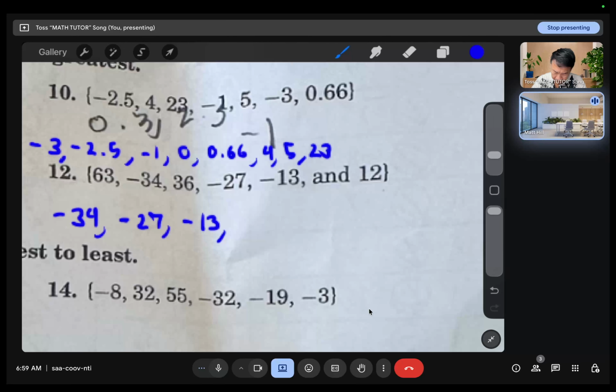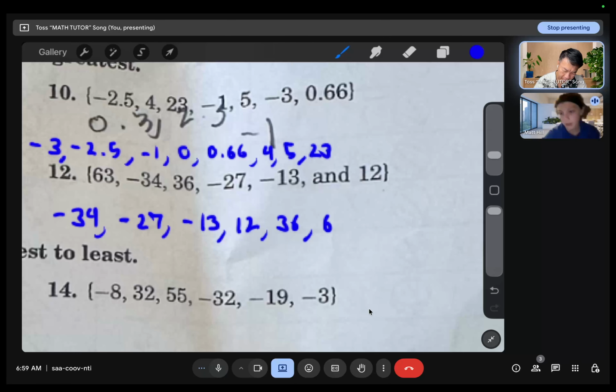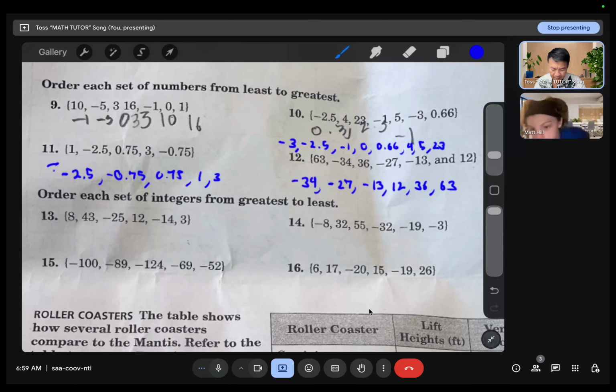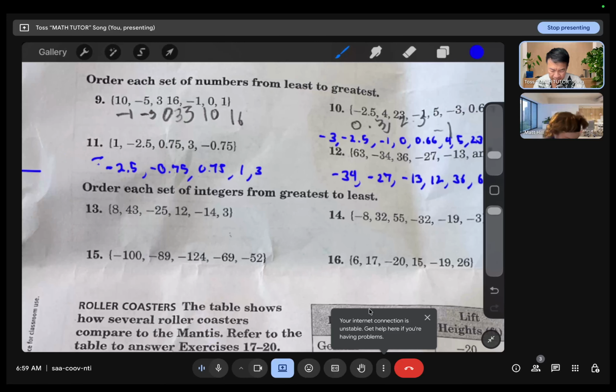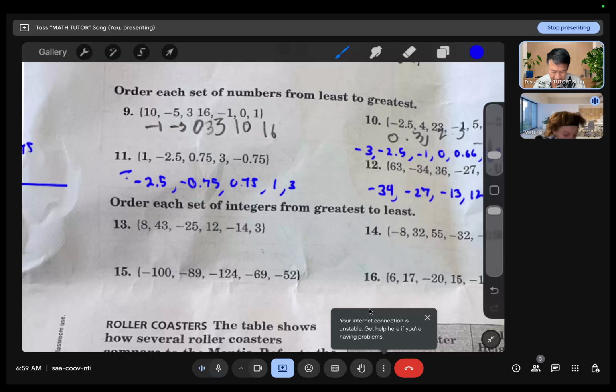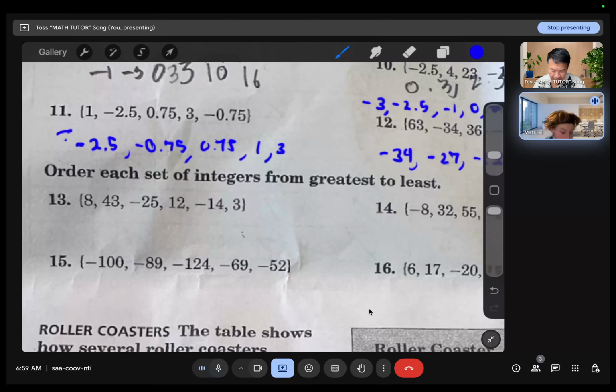Then 12, looks good. 36, looks good. 63, that's it. Yeah, you got this. Nice, that was very big. The numbers are two-digit, no decimal. Now greatest to least.